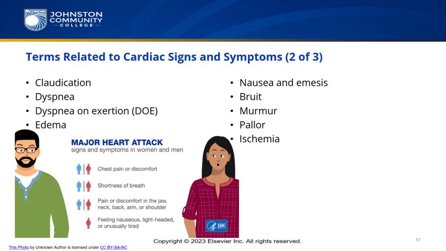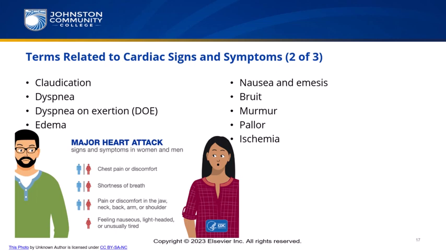Then we have nausea, which is the sensation that accompanies the urge to vomit, but does not always lead to vomiting. Emesis, on the other hand, is the forcible or involuntary emptying of the stomach through the mouth. A bruit is an abnormal sound heard when an artery is auscultated. It is usually a blowing or swishing sound, more high-pitched than a murmur.